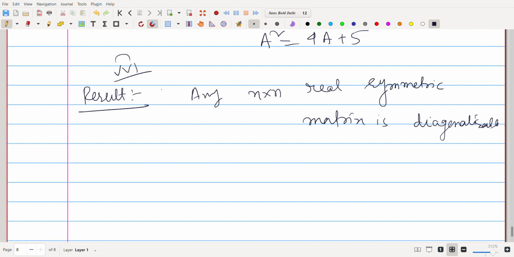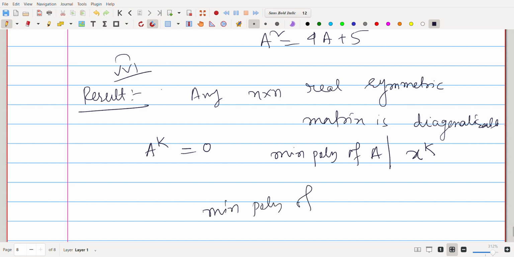And second and third option is also correct, because if A power k is 0, that means the minimal polynomial of A divides x power k. Now A is diagonalizable if and only if the minimal polynomial has distinct linear factors, right? Here the only linear factor is for eigenvalue 0. That means the minimal polynomial of A equal to x. Hence A is 0. So A square is 0. So third one is also correct.